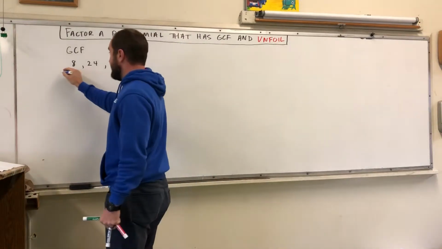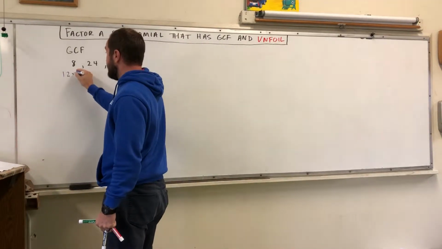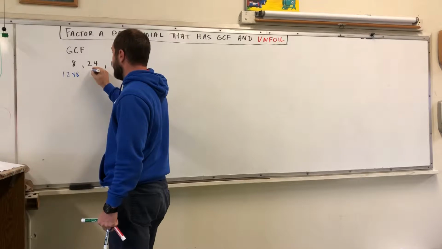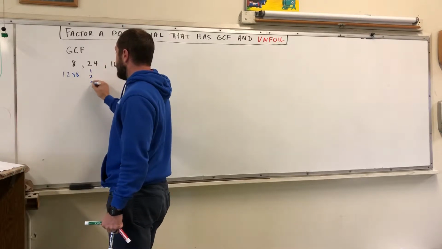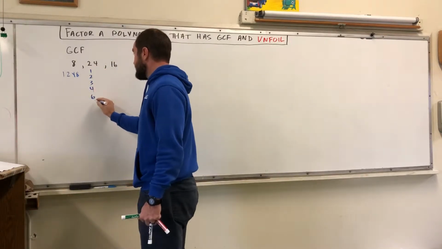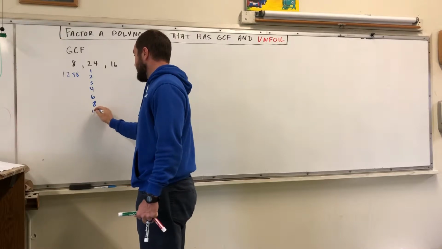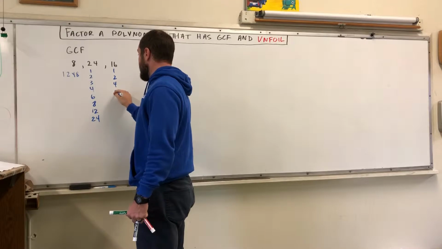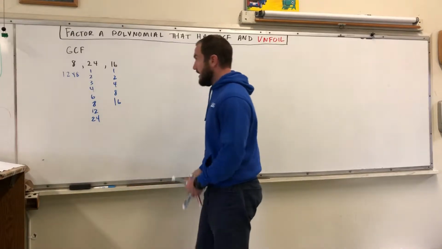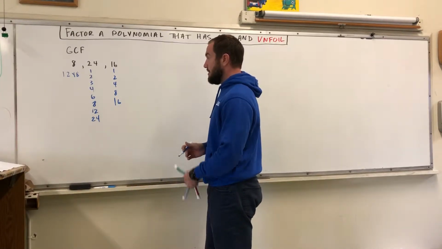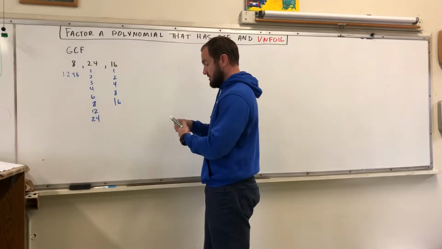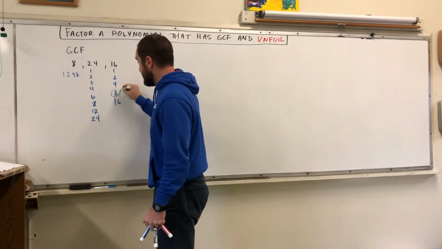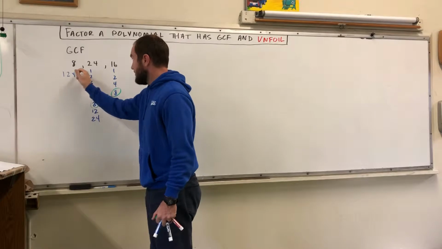Factors: 8 being 1, 2, 4, and 8; 24 being 1, 2, 3, 4, 6, 8, 12, 24; and 16 being 1, 2, 4, 8, and 16. Then find the number that's greatest amongst that set of numbers. In this case, it would in fact be the 8.